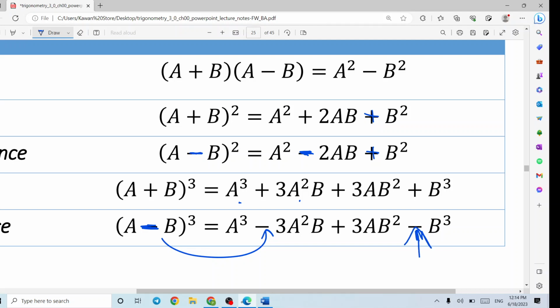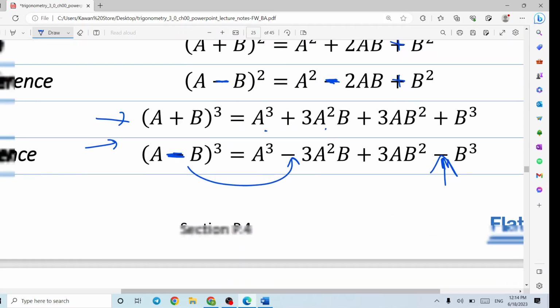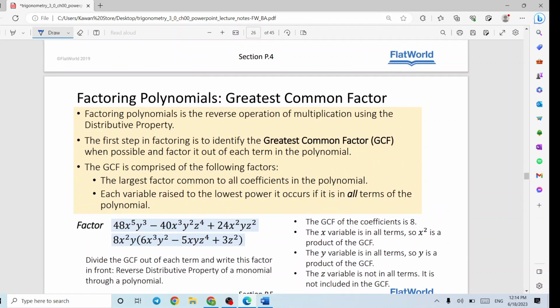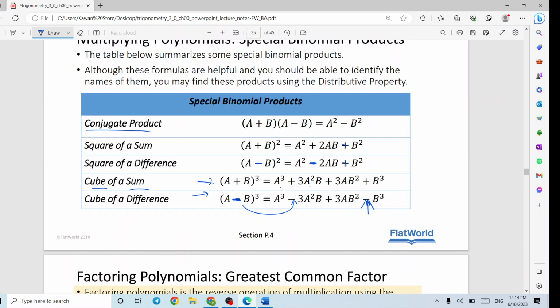Understood? So please, at least for each line, solve 2 examples. Okay. Do you have any questions about this example?